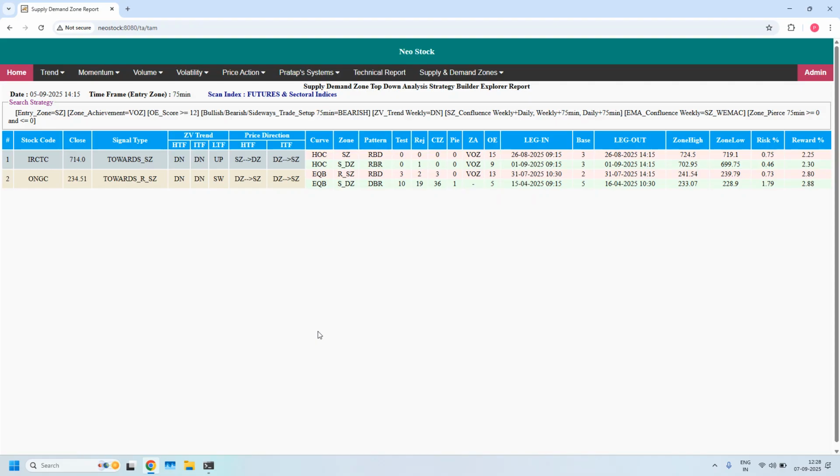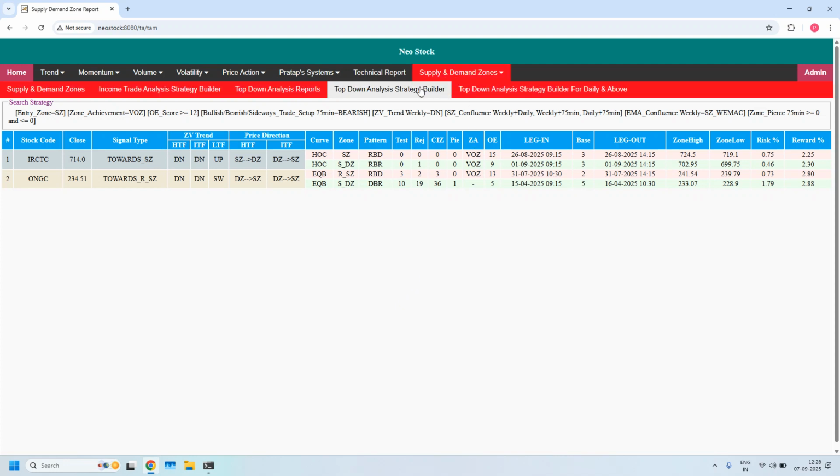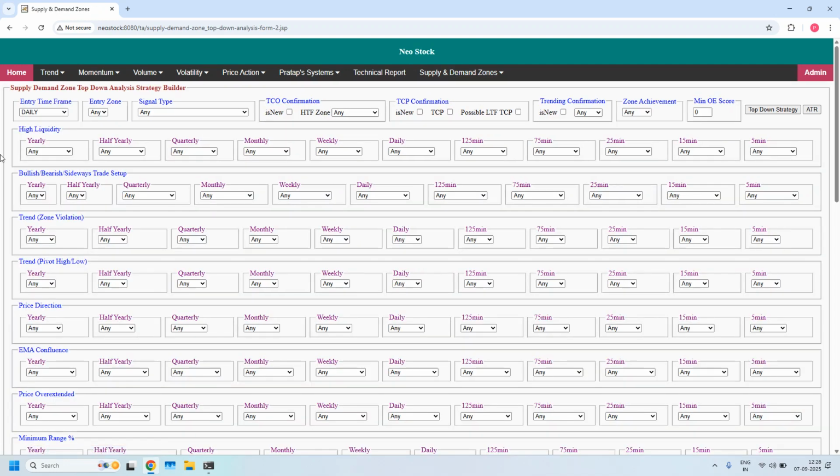Okay, this is a bearish trade setup for weekly income trade. Next, I will generate daily income trade reports, starting with daily income trade, sideways long trade setup. Entry time frame is 15 minutes for daily income trade. Sideways long trade setup, entry zone, demand zone. In bullish, bearish or sideways trade setup at entry time frame 15 minutes, I am selecting sideways long.